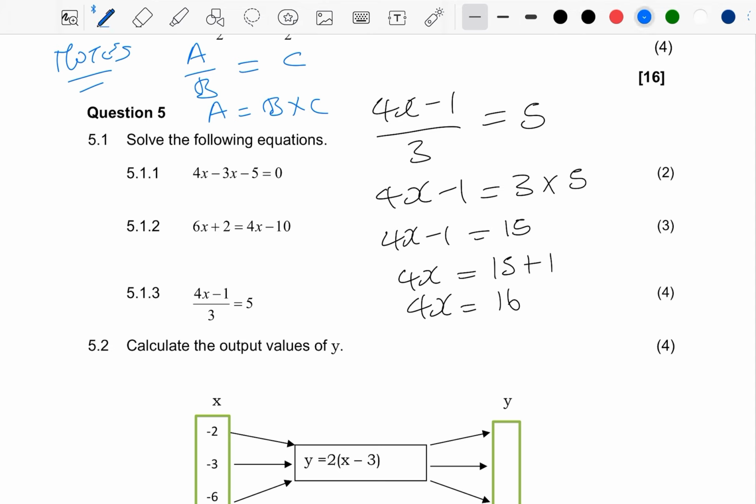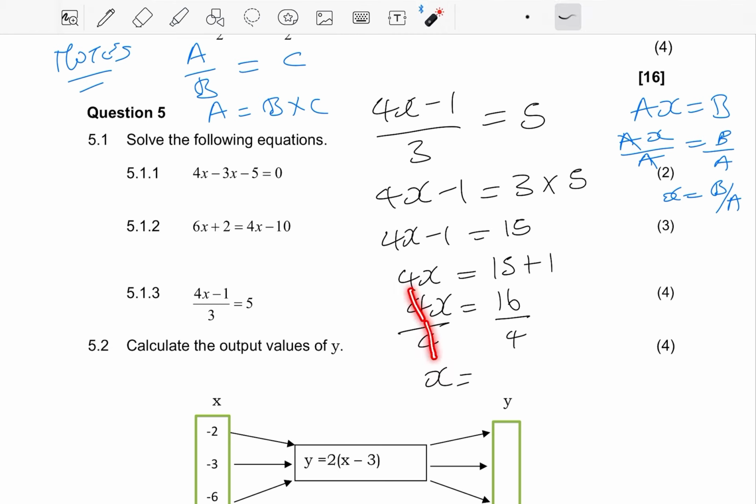And again, if you remember the previous question, if you have ax is equal to b, you just have to divide by a on both sides. This a and this a will cancel, so your x is equal to b over a. You're going to do the same thing here. Divide by the coefficient of x, and this will cancel, ending up with x, and then 16 divided by 4, your answer is 4.